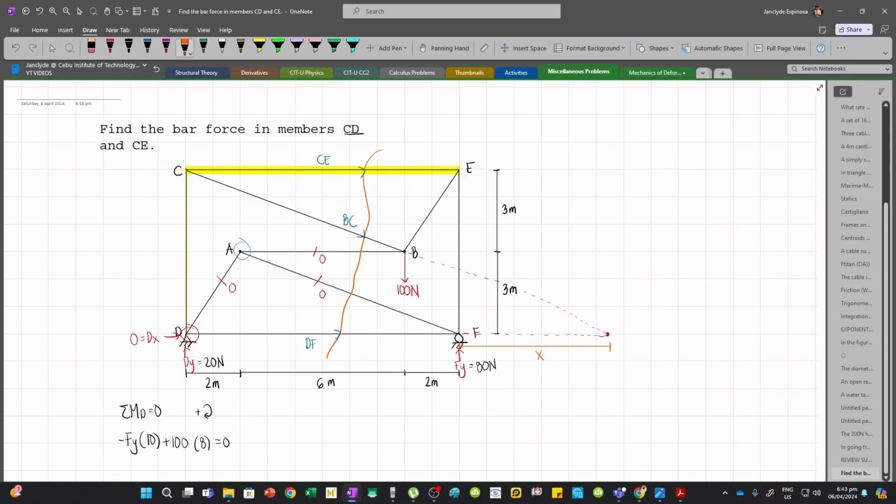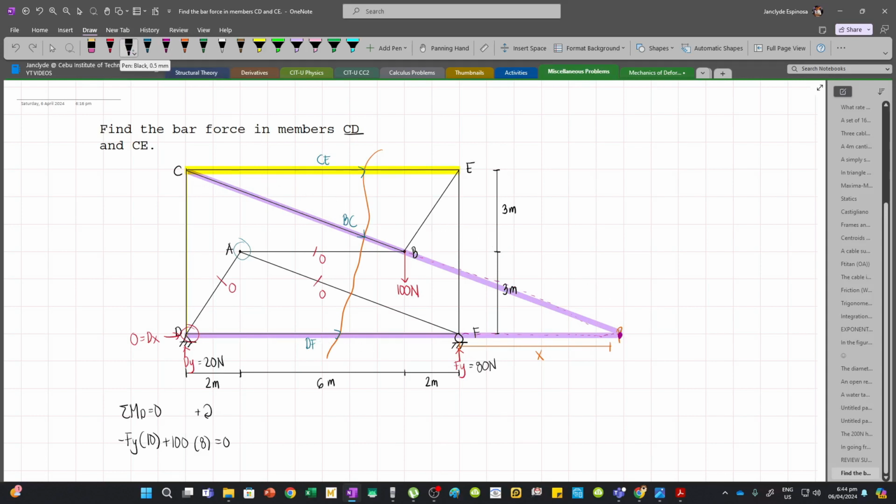And then let's just say that this is point O. Let's just use P for the point of intersection. So let's first solve for x. We can consider this triangle. Let's move it a bit. So this is now our triangle. And then let's first consider the whole triangle.